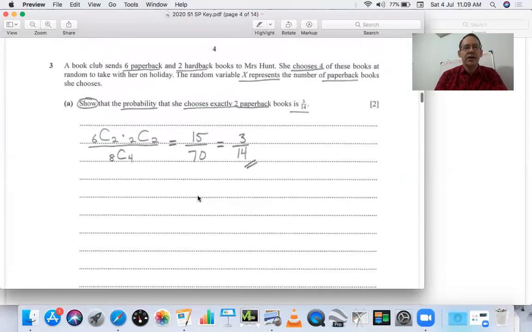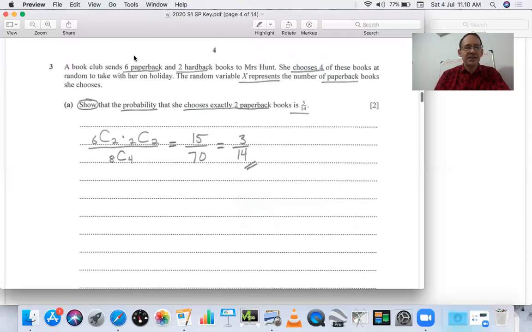Now we get into some permutations, combinations question type. So a book club sends 6 paperback and 2 hardback books to Mrs. Hunt. Out of those, she chooses 4 at random to take with her on holiday. The random variable x represents the paperback books she chooses. Show that the probability that she chooses exactly 2 paperback books is 13 over 14.